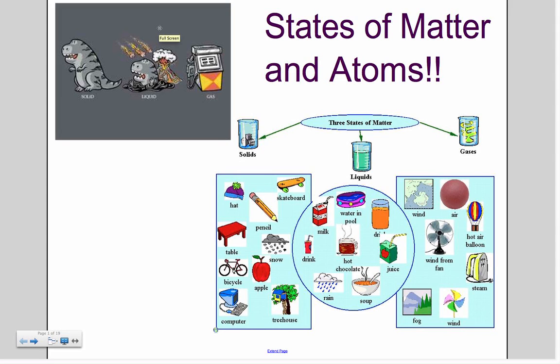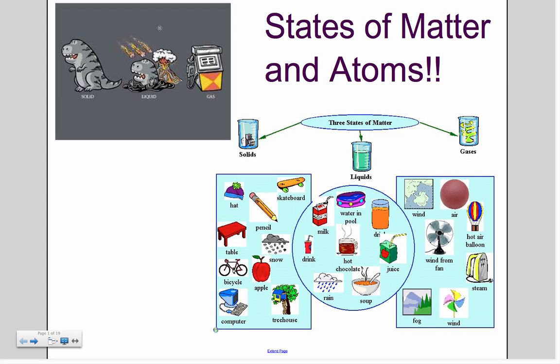Alright guys, so let's start with states of matter and atomic structure. We've got two pictures here on our title page. One is the dinosaur, which is kind of wrong. I hope that you can find the mistake in that picture. It's probably going to be one of your warm-ups.